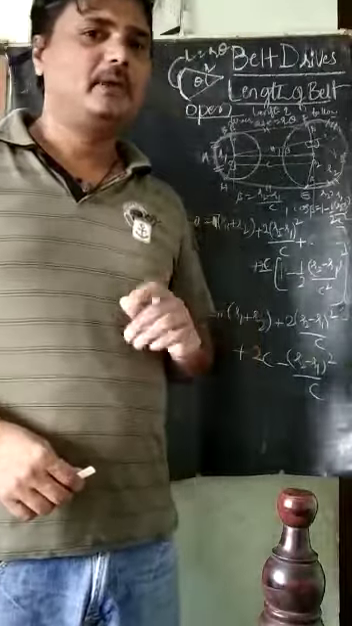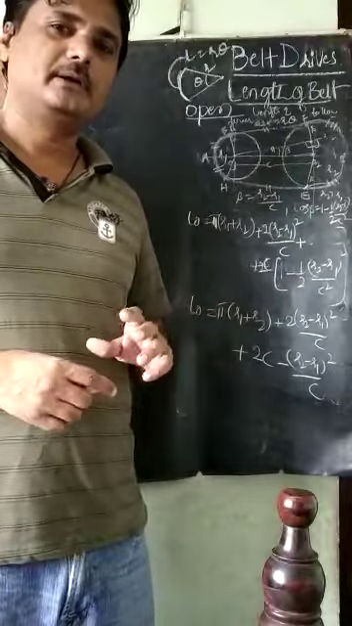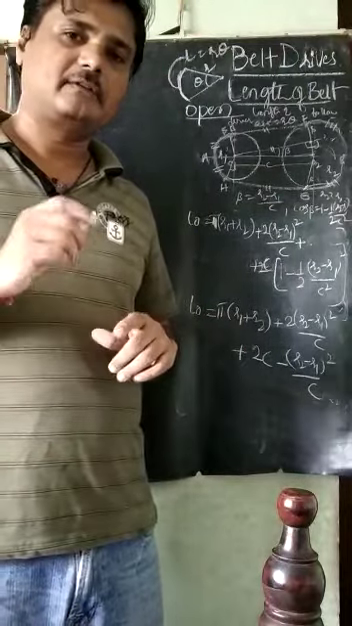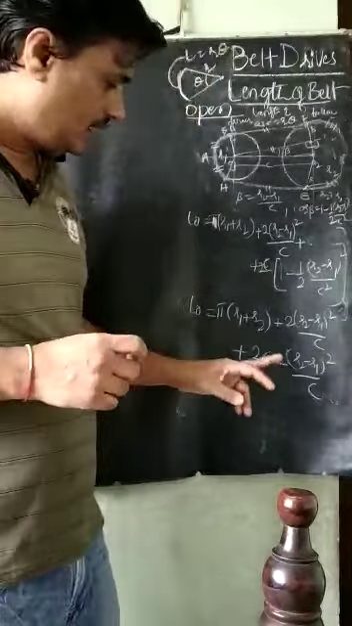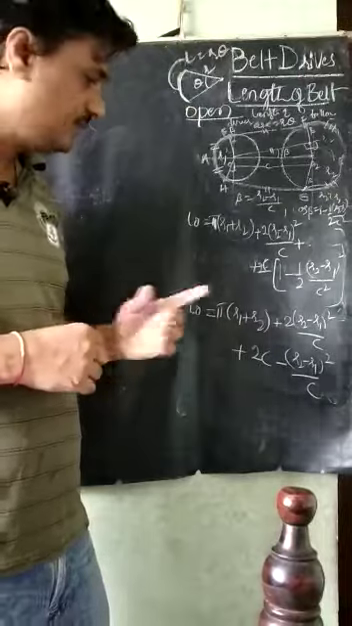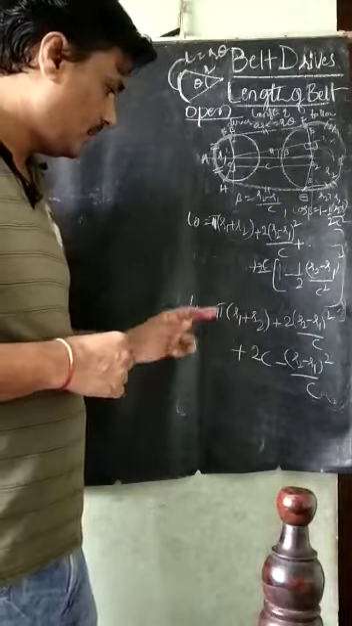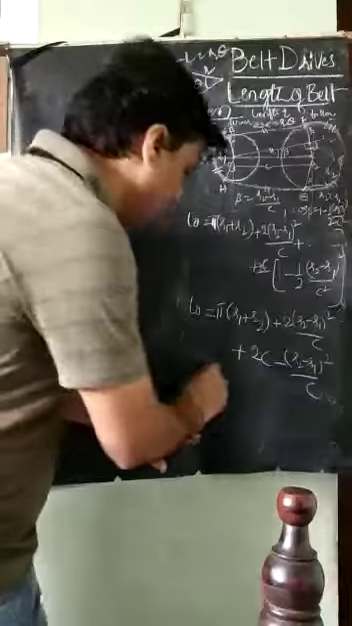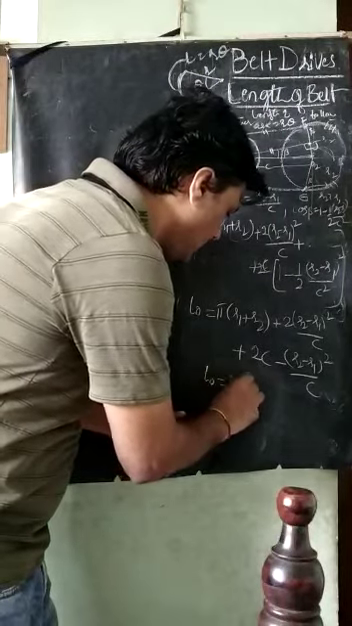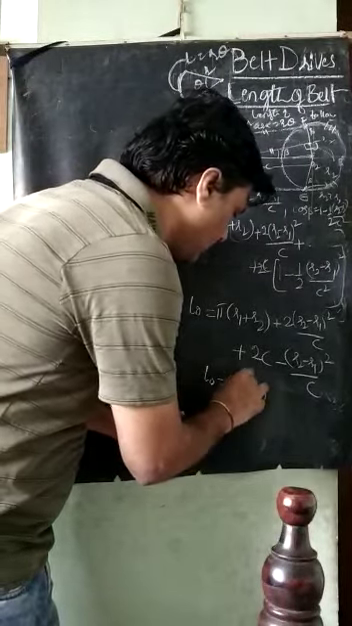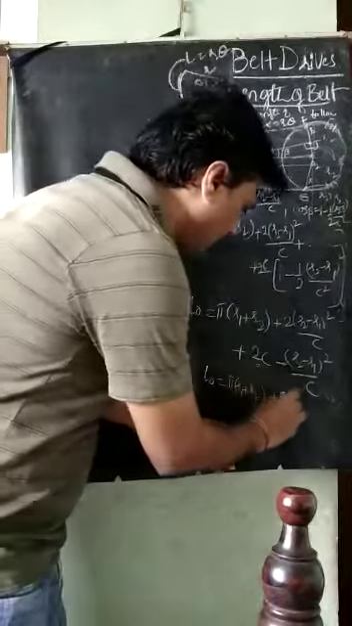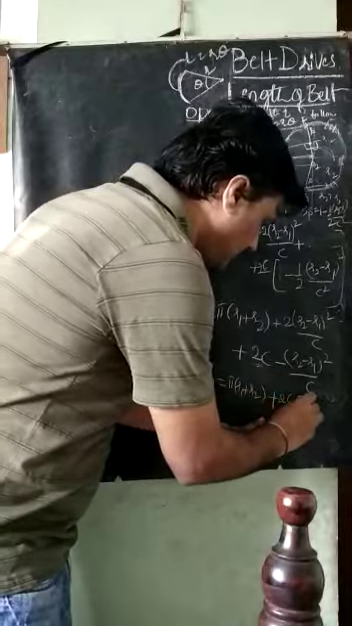I am continuing the topic, the derivation for the length of the belt in case of open belt drive. Up to this we have derived. Next, I will make some simplification in this case. What is the simplification here? Now, L_O, the length of the belt, is equal to pi (R1 plus R2), then plus 2c.